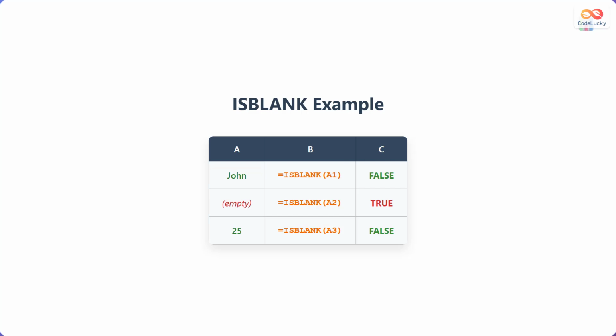In the second row, cell A2 is empty. The formula in cell B2, =ISBLANK(A2), returns true because cell A2 is blank. In the third row, cell A3 contains the number 25. The formula in cell B3, =ISBLANK(A3), returns false because cell A3 contains a value.